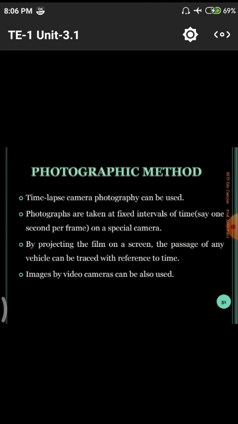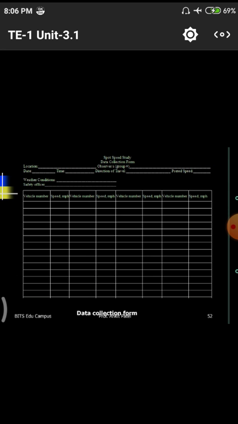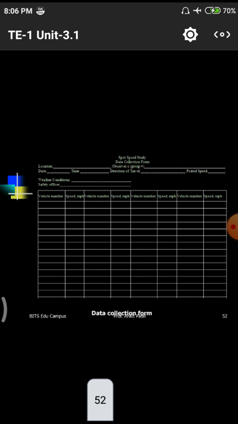Images by video cameras can also be used. That means video cameras are also used in this capturing. Previously, tally sheets were used by humans for counting vehicles, how many vehicles are moving, and what their purpose is. In a similar way, tally sheets are used to give the values for spot speed studies. These are related to spot speed studies.